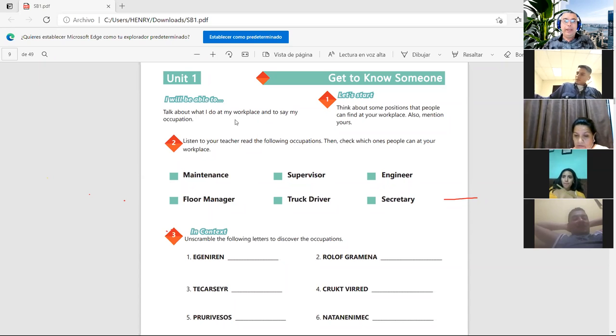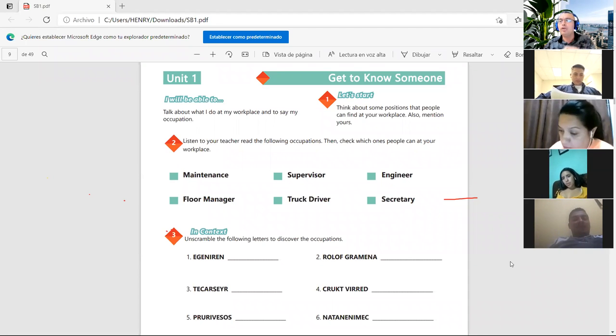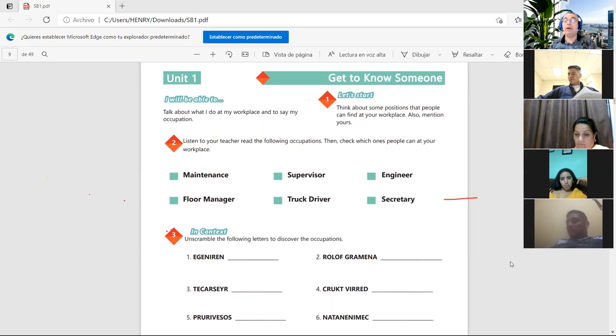Now, the first thing I want you to do is what you do in a workplace, my occupation. Think about some positions. Ahorita quiero que piensen. Okay. Y escriban. Escriban una o dos. Write one or two. Two occupations relacionadas, related to su trabajo. All right? Por ejemplo, si yo trabajo en construcción o algo, voy a poner como carpintero or anything in related, right? Relation to trabajador de construcción, a heavy machine operator, right?